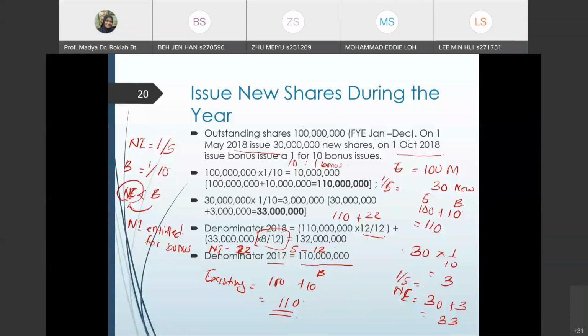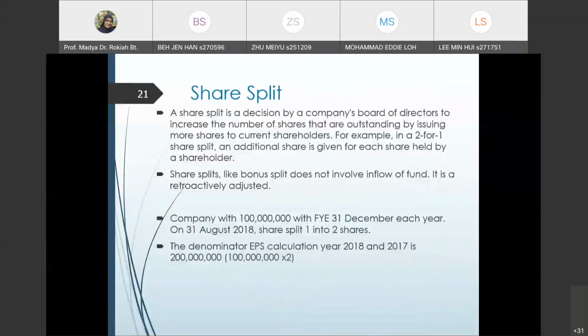The next item that we have here is a share split. A share split is a decision by the company board of directors to increase the number of shares. So for the effect of share split, ordinary shares are going to increase in terms of number of shares, and the market value is going to reduce. It is going to increase the number of shares outstanding, by issuing more shares to the current shareholders. So it is going to be issued only to the existing shareholders.